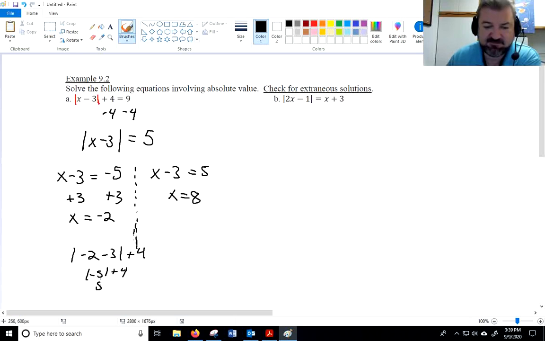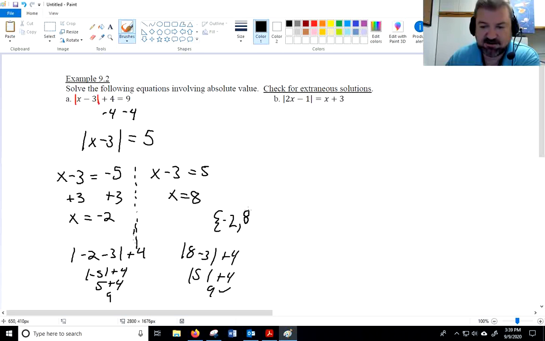The absolute value of 5 is 5, and 5 plus 4 is 9. And I'll check the other one as well. So I have 8 minus 3 in absolute value plus 4. Well, that's 5. The absolute value of 5 is 5. So that works as well. And so I'll put both of these solutions in my solution set because they both worked, because we checked them both. All right, let's try the next one.